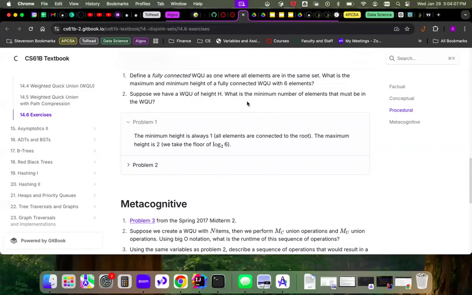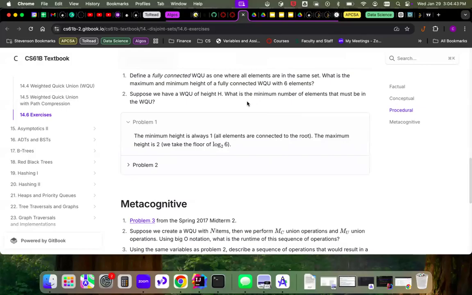Just do 2 to the H. Wait, hold on, I know, H to the 2? Well, think about it, this has 6 elements in it. H to the 2 would be 36. That would be really deep levels for 6 things. Oh, 2 to the h. So if I've got 6 things, 2 to the h.